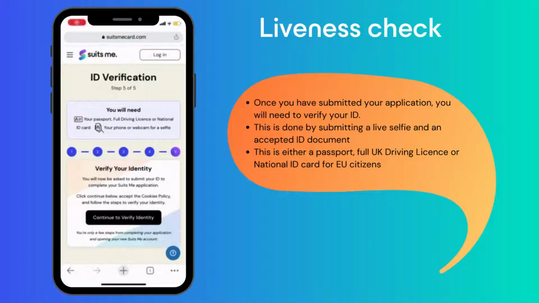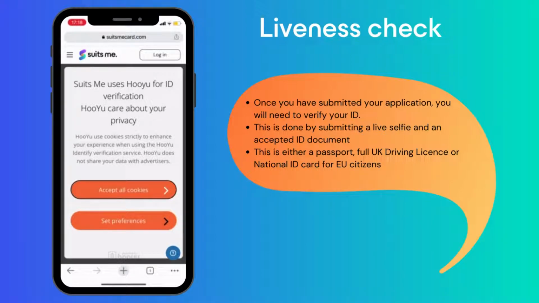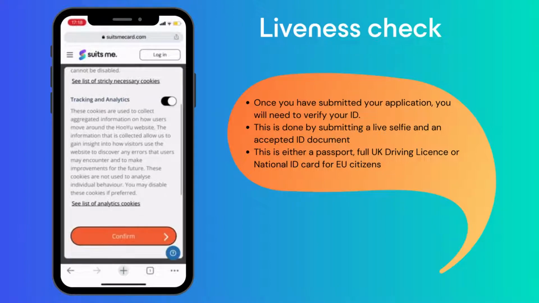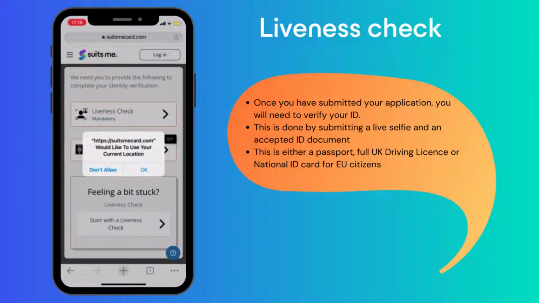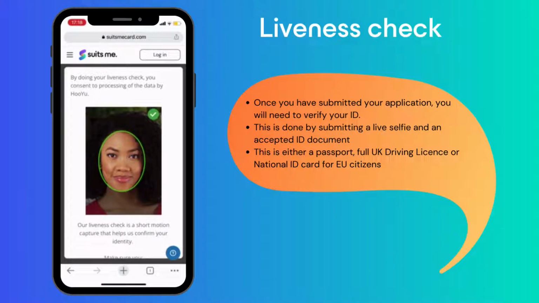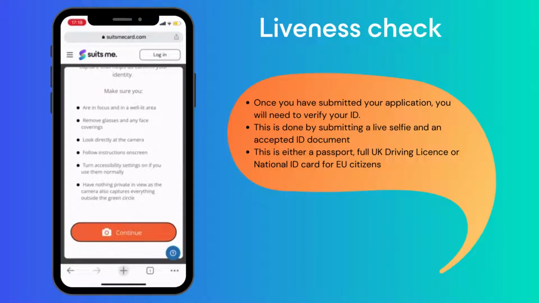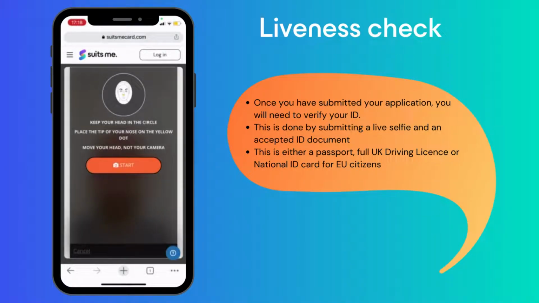Next, we move on to the ID verification process. Click Continue to verify identity. You can now choose your cookie preferences for Who You and click Confirm. You will need to opt in to allow location tracking. And now you will proceed with the liveness check. To do this, you will need to click Continue and allow access to your camera, and then click Start.